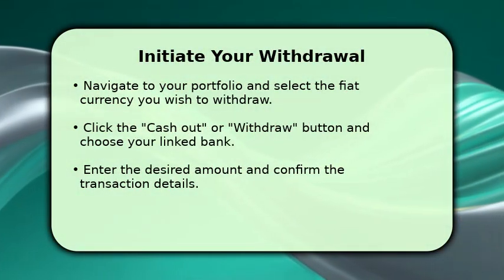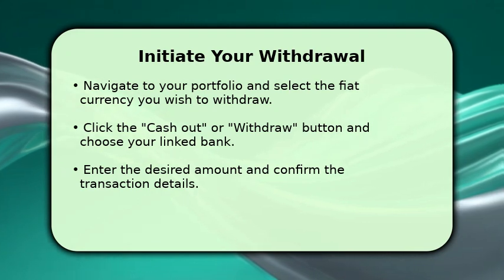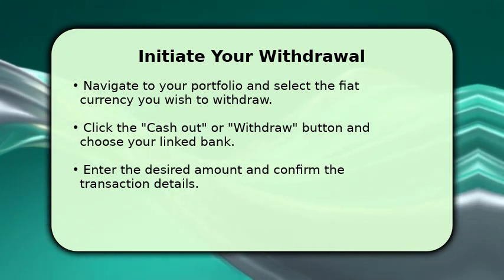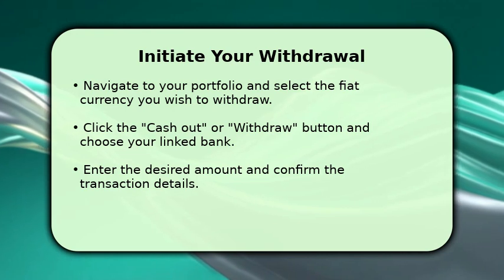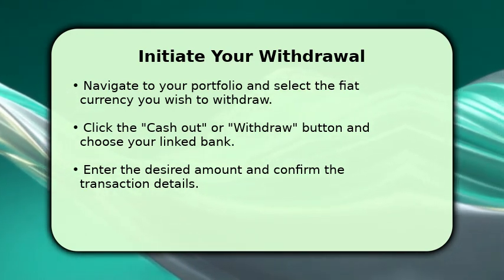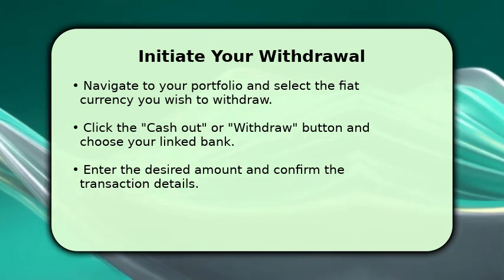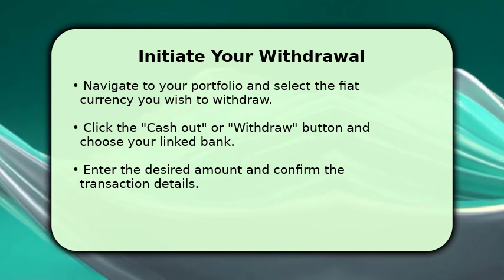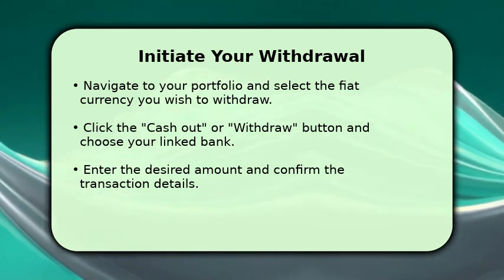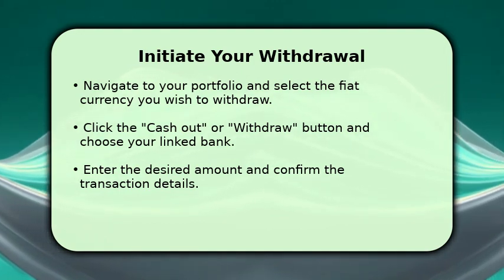Once your bank account is linked, head to your Coinbase portfolio. Select the fiat currency you wish to withdraw, such as US dollars. Look for the Cash Out or Withdraw button and choose your verified bank account as the destination. Carefully enter the exact amount you want to transfer, then review all the transaction details before confirming. Double-checking ensures your money goes to the right place.